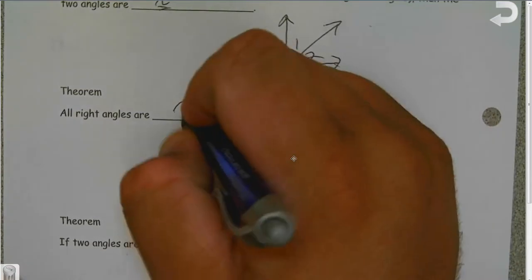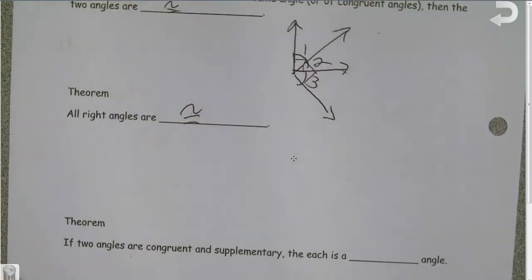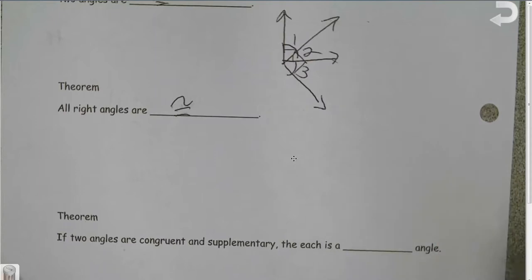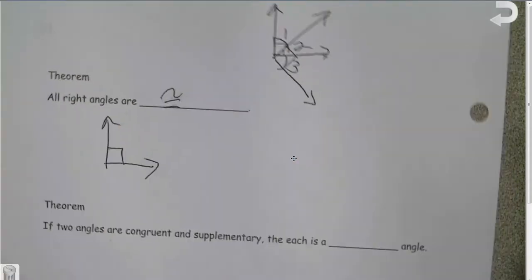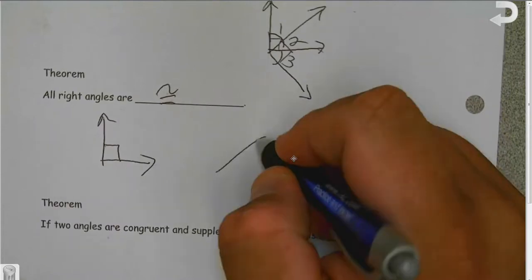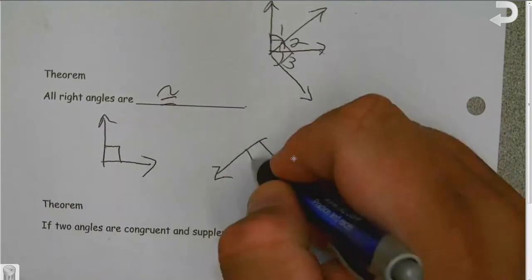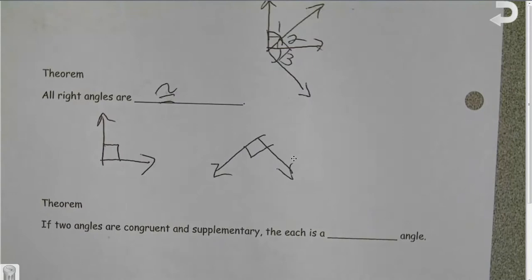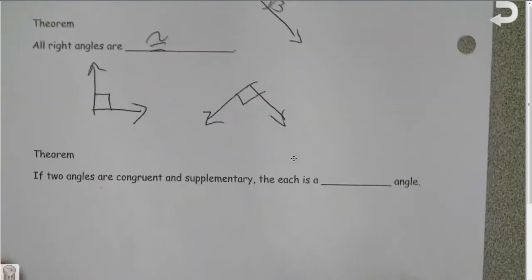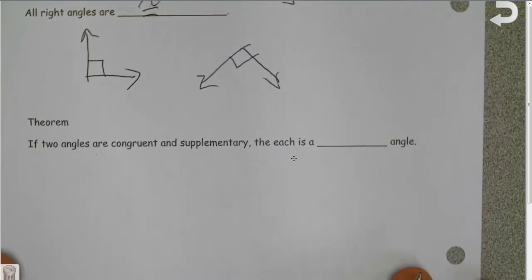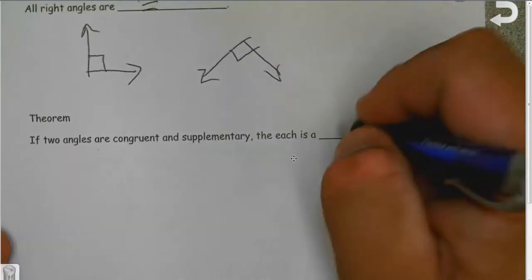Theorem number 3. All right angles are congruent. That should be straightforward. If I have a right angle like this, it's 90 degrees. If I have a right angle like this, it's 90 degrees. Doesn't matter how it's turned, all right angles are 90 degrees. And then finally, if two angles are congruent and supplementary, then each is a right angle.